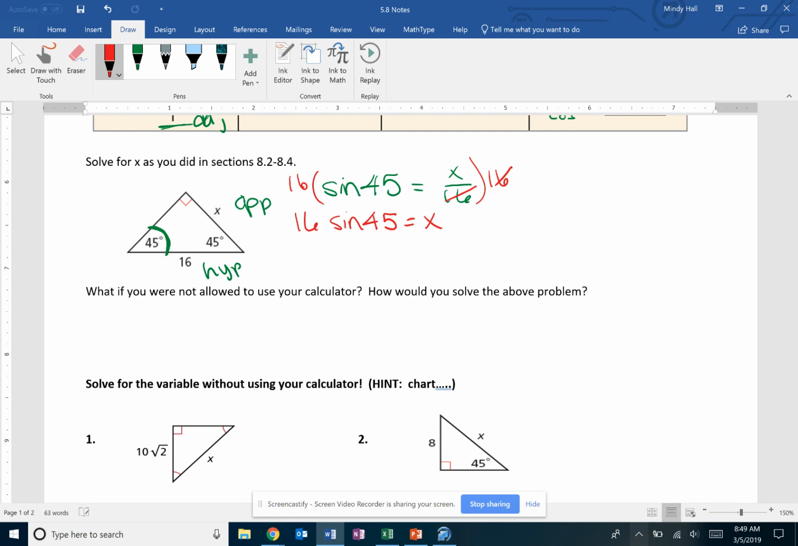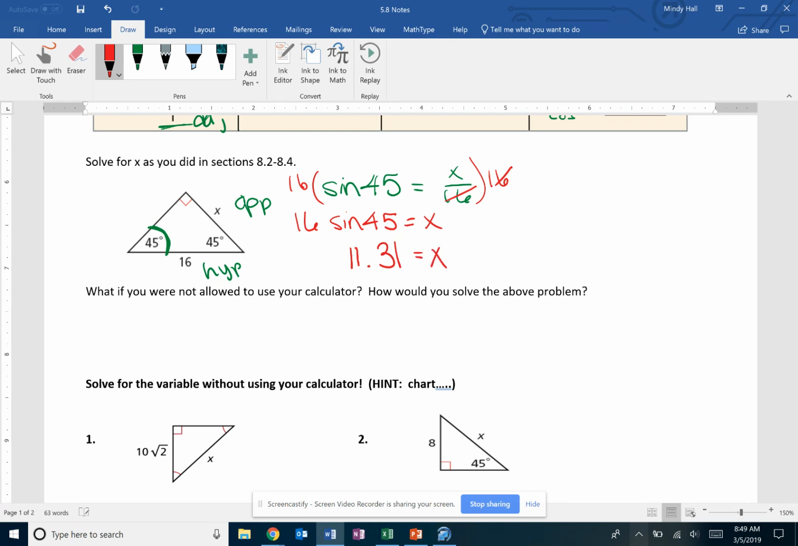And 16 times the sine of 45, I am unprepared and do not have my calculator handy, so let me pull it out real quick. So with a calculator on my phone, 16 times sine of 45 is 11.31. And that's how we were solving it before, and we were perfectly content that way.